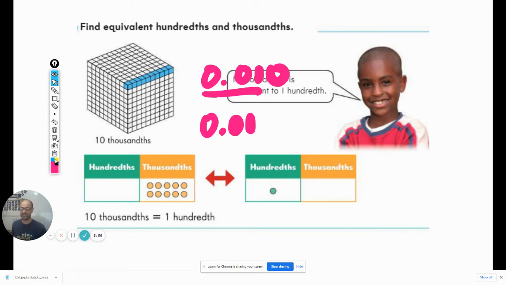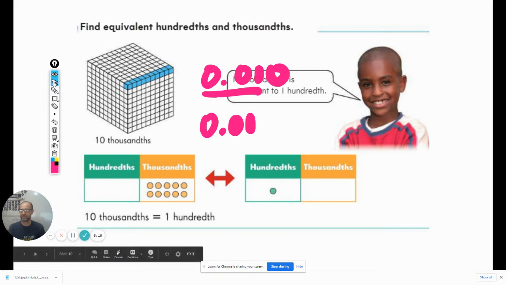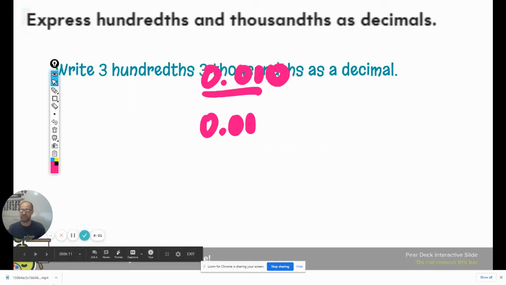Anywho, what we're saying here is if you take 10 of these thousandths chips and move them over to the hundredths, then it represents one hundredth. If you have 10 of those hundredth chips, like pennies, and you trade them in for a tenth, you get a dime. Really the same idea. Okay? Look at that. Practical knowledge.